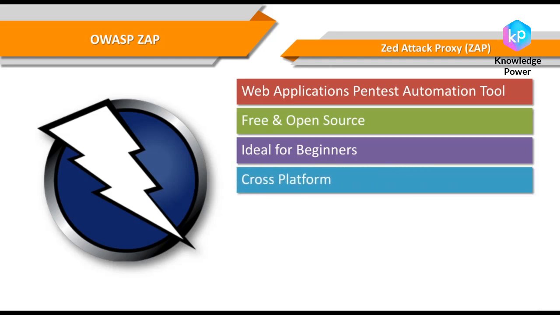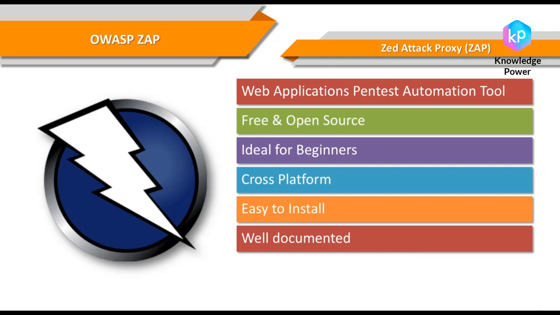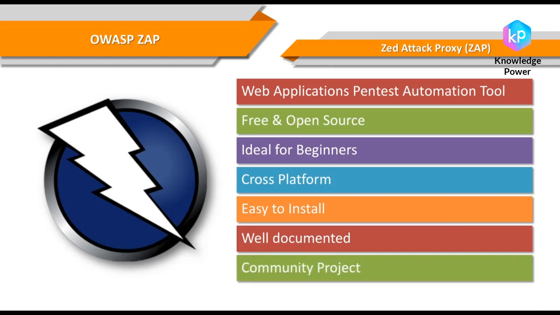ZAP is also a cross-platform tool, so you can use it on Windows, Linux, and Macs. It's easy to install. It requires Java to run. Everything else is included in the standard download packages. A full set of help files is included, and these can also be viewed on the web. And ZAP is a community project, so there are hundreds of volunteers to improve it and to add new components to it all the time.